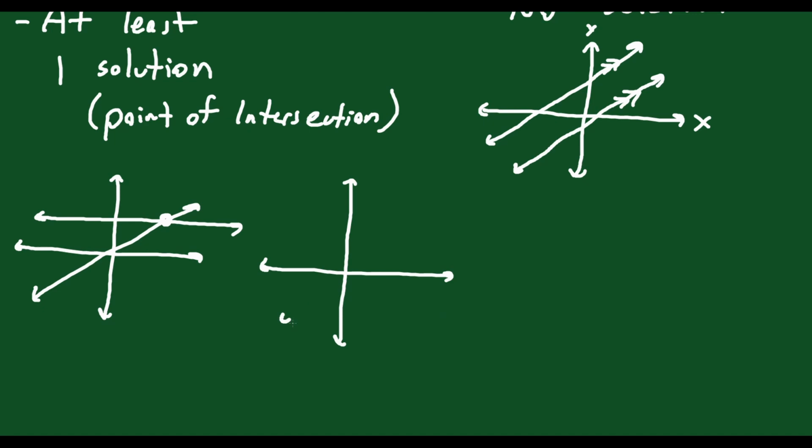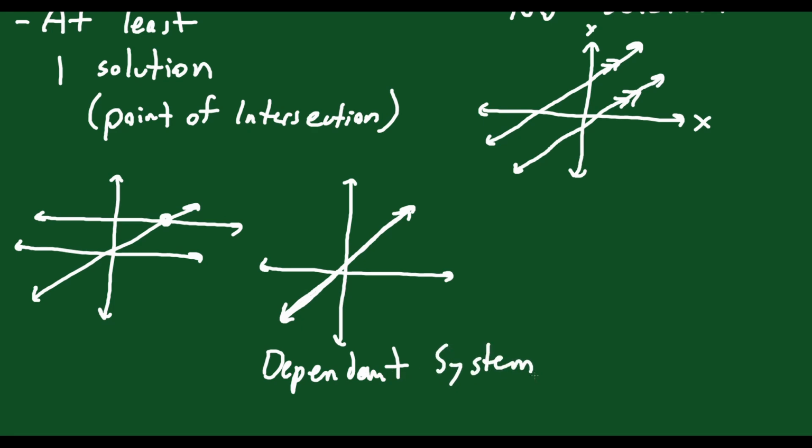Well, it could be that the two lines are directly on top of each other. So that's one line, and then there's another line, right on top of it like that. It's kind of hard to see because they're right on top of each other. But those two lines are exactly the same. And so if those two lines are the same, what we call that is a dependent system. And what that means is you have infinite solutions.